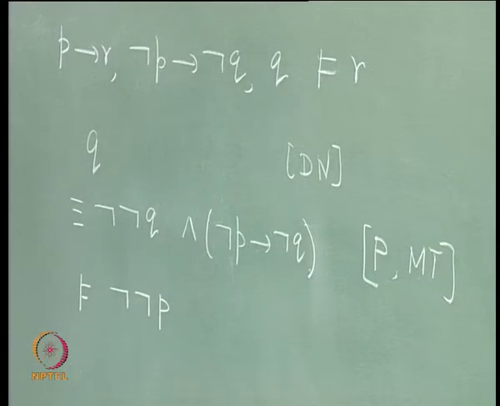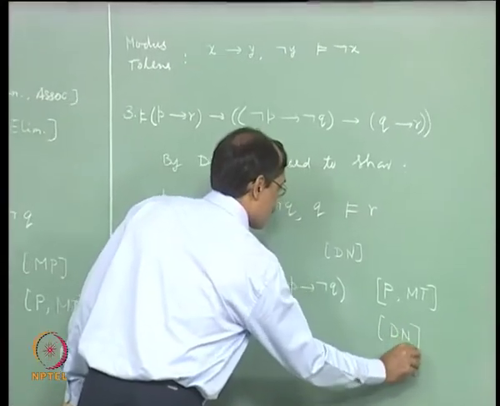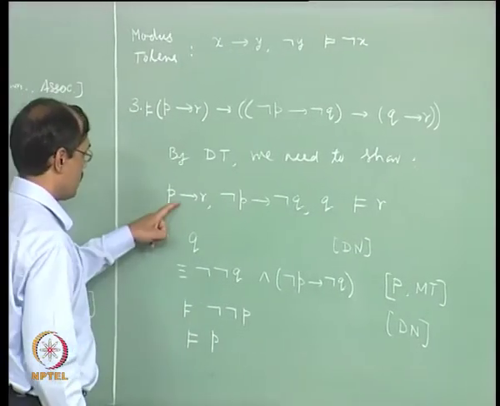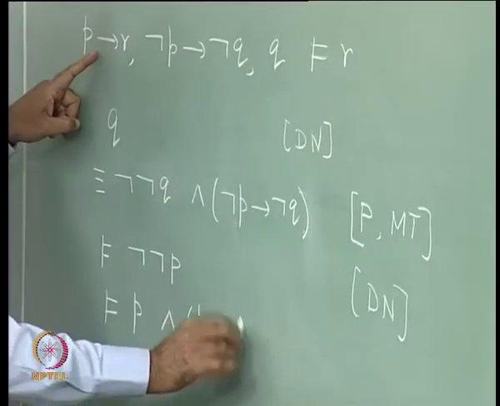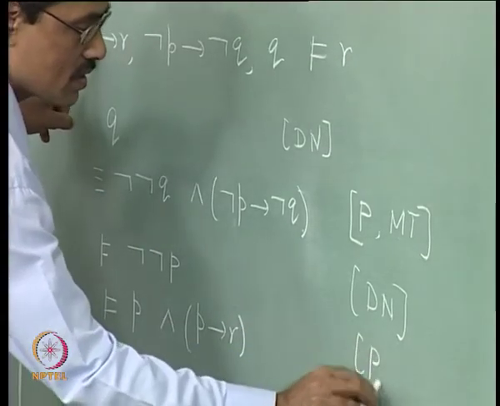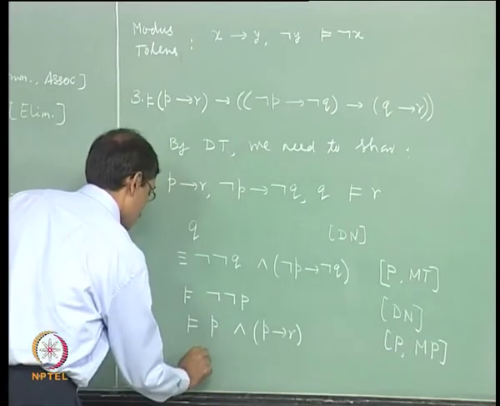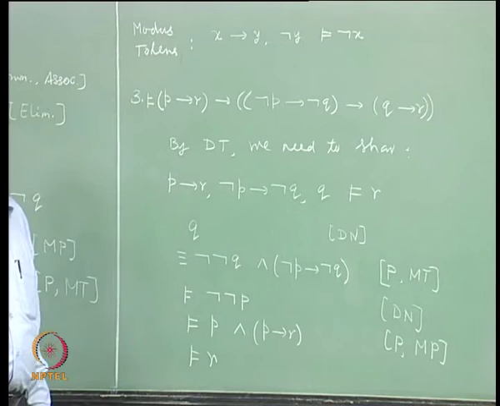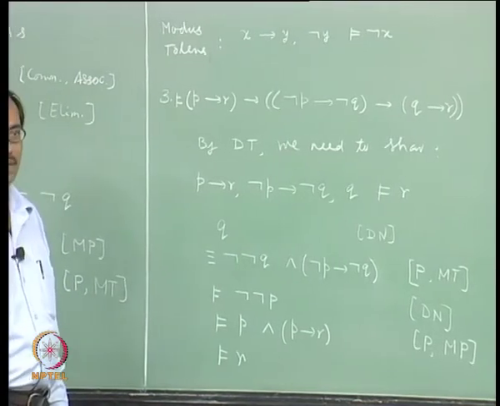Is that right? Then you use double negation again, that gives P, and add the other premise. So, you have used another premise here and the plan is to use modus ponens. So, that gives Q implies R. Clear?